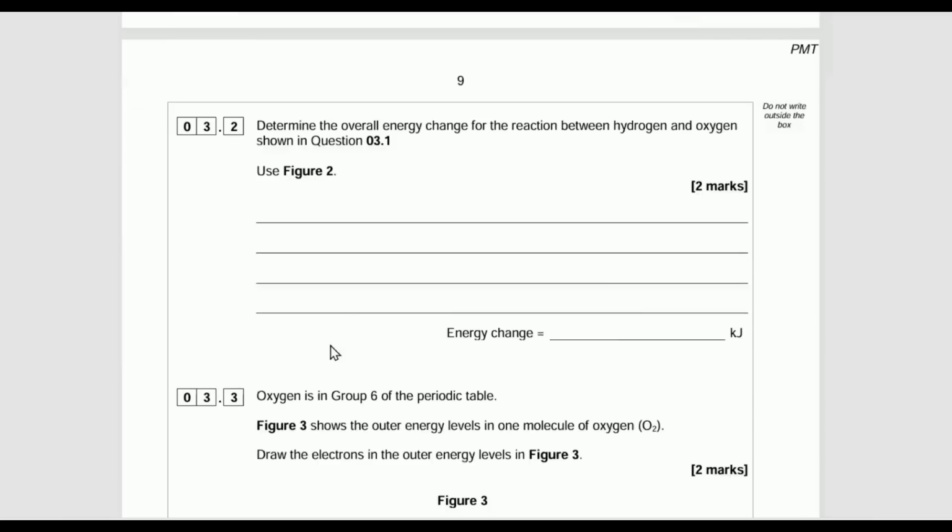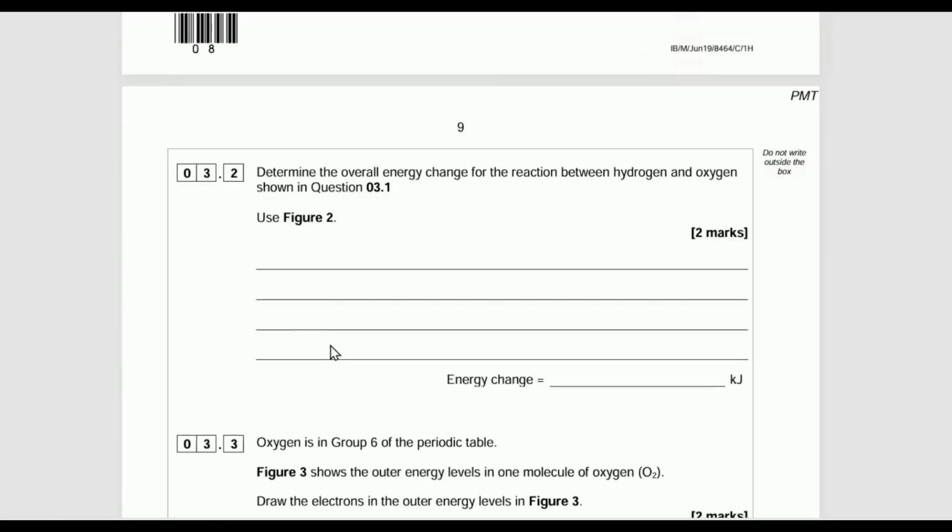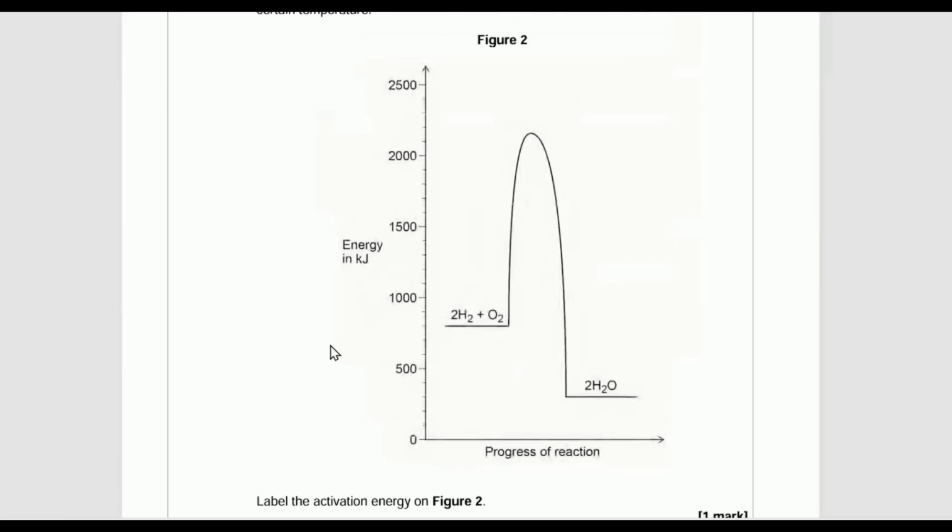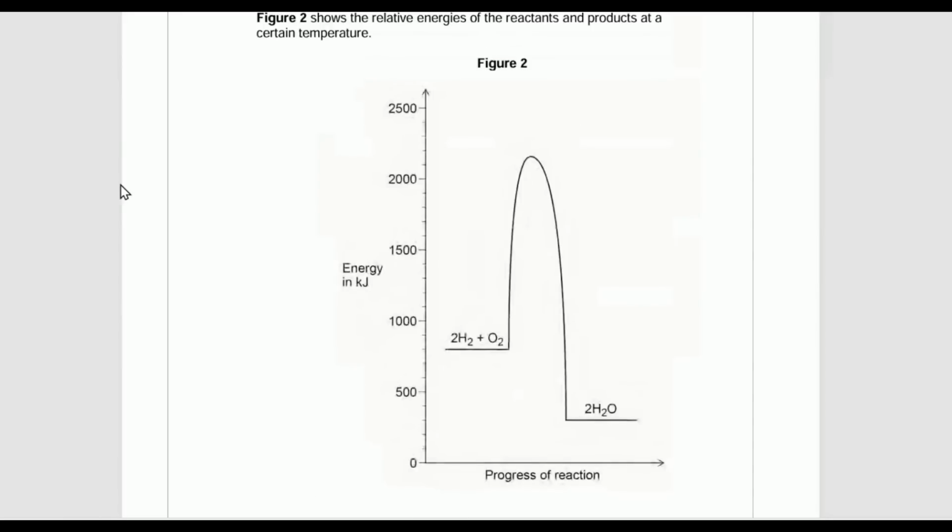Determine the overall energy change for the reaction between hydrogen and oxygen, shown in question 3.1. Use the figure. So this is unusual. They don't often ask this, but guess what? It's actually not that hard. Here's the activation energy. What you're more commonly asked to do, which I'll do first, is label the overall energy change. The overall energy change is always the difference, whether it's exothermic like this graph or an endothermic graph. It's always the difference between the reactant line and the product line. So it's the difference in this here.